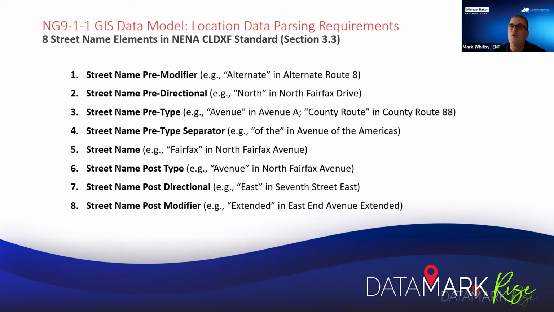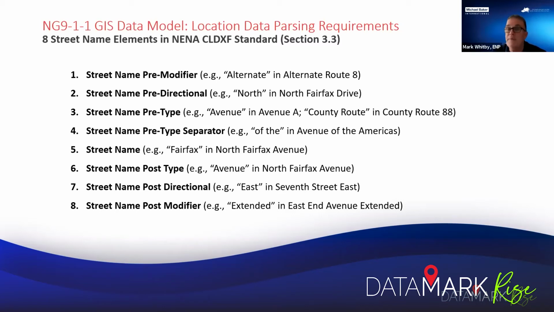So they added 4 more fields, and you're thinking, oh no, I got to add all these fields. Oh my gosh. But some of these are really crucial as you move forward. For example, the first one, the pre-modifier, alternate route 8. Okay, well, traditionally we have it as alternate route 8 as the street name. Well, alternate in next gen is going to be what they call the pre-modifier. It's not really the street name, right? But it's before the street name.